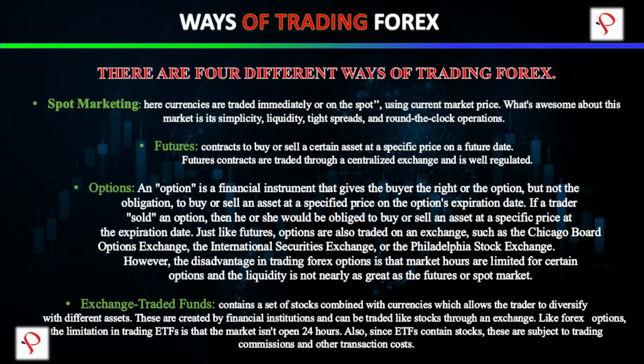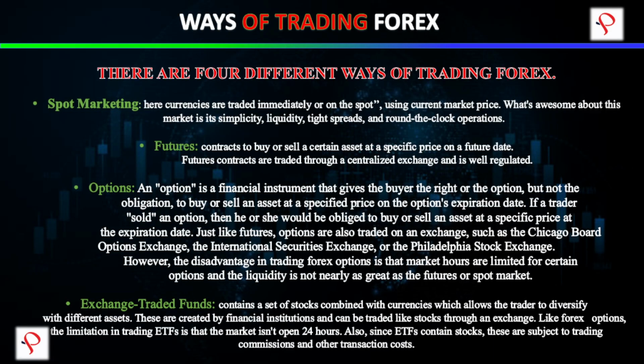Now let's talk about the ways of trading Forex. There are 4 different ways of trading Forex. 1. Spot market or spot trading. Here, currencies are traded immediately on the spot using the current market price. What's awesome about this market is its simplicity, liquidity, tight spread, and round-the-clock operations.